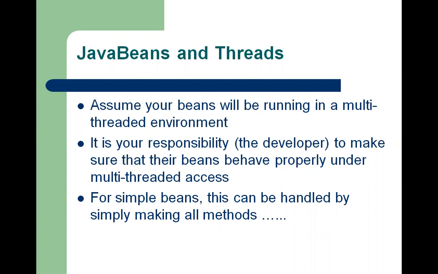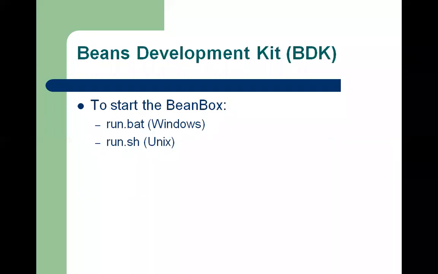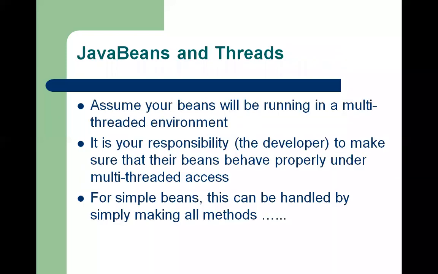Let us assume it is the developer's responsibility to make sure that these beans behave properly under multi-threaded access. For simple beans, this can be handled by simply making all methods synchronized. This is something we understand, using the introspection property, which is done through the multi-threading concept. That is what they want to say here.